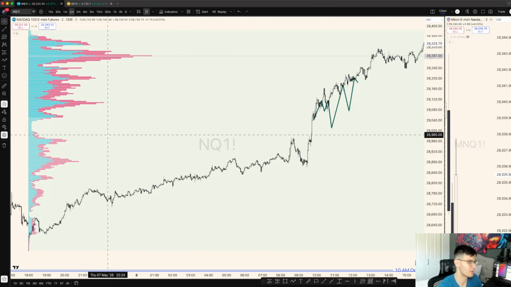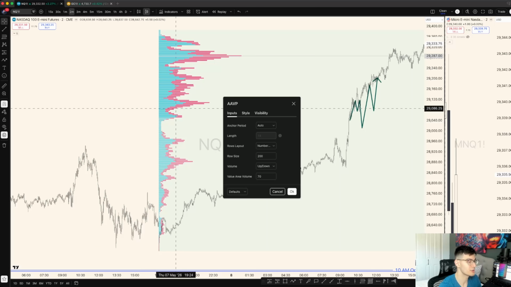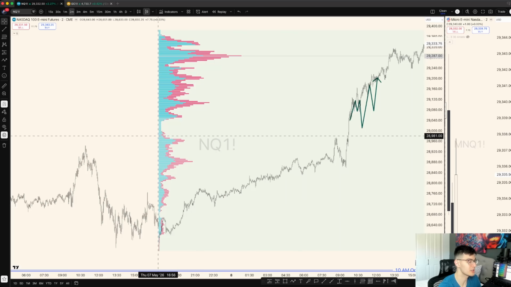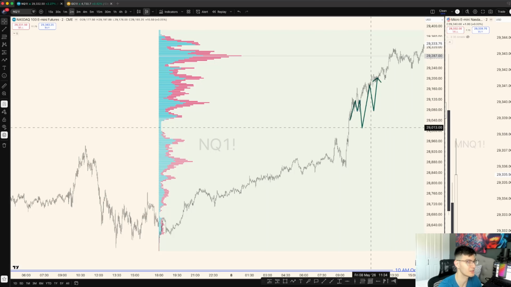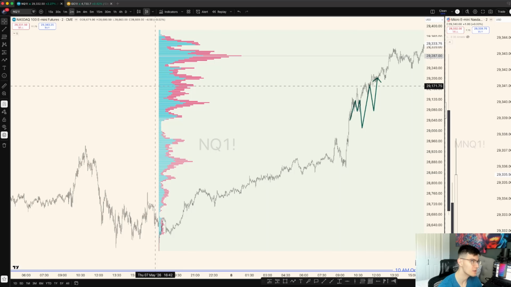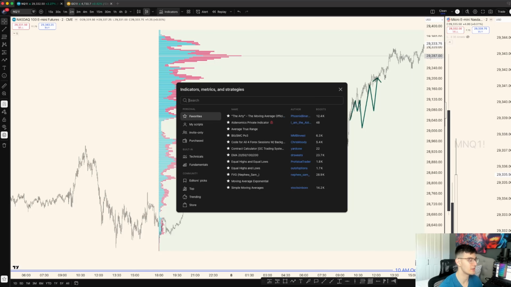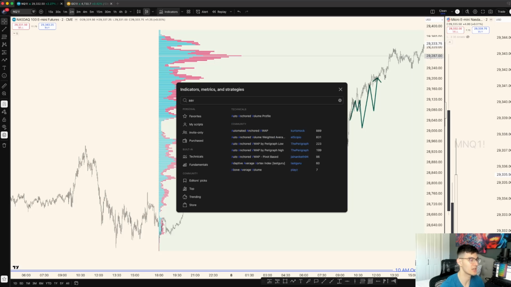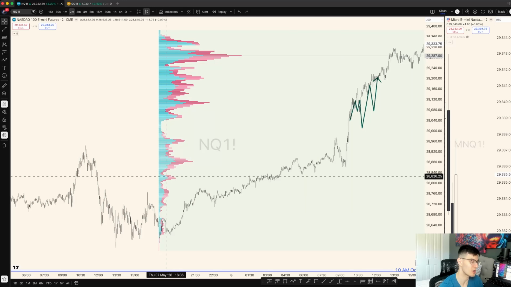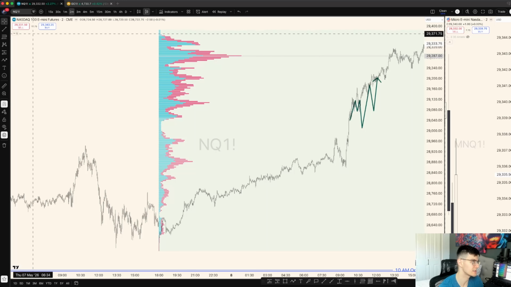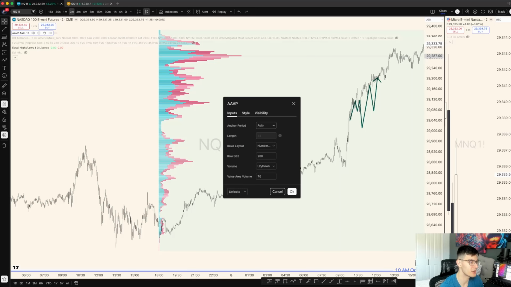Once you load up this volume profile, I'm just going to double click on this, the one I'm using, because I don't want to draw the volume profile manually every time I come to the session. So I go to indicators, and you can search AAVP, which stands for auto anchored volume profile. It automatically anchors based on the settings. I'll show you my settings real quick. I just have period auto.